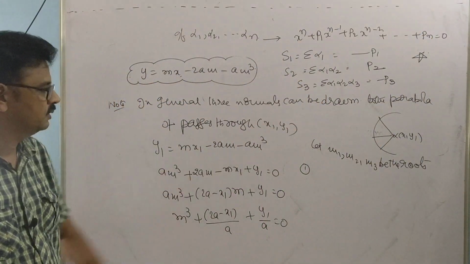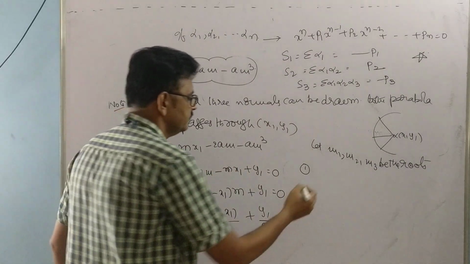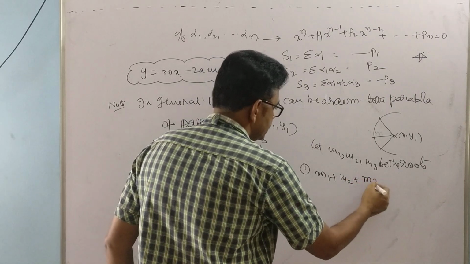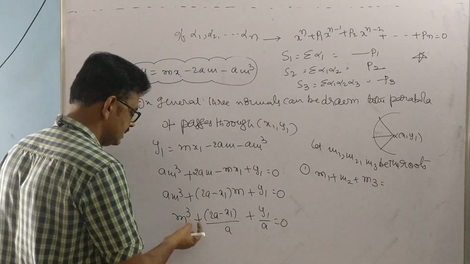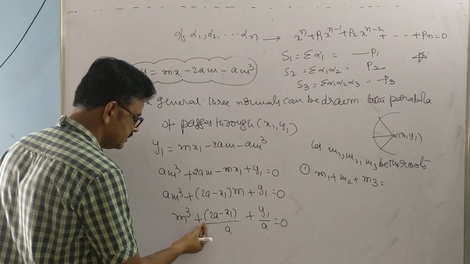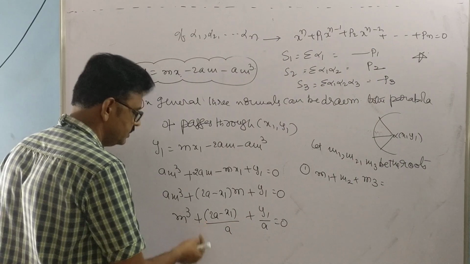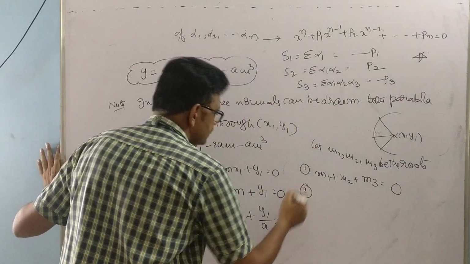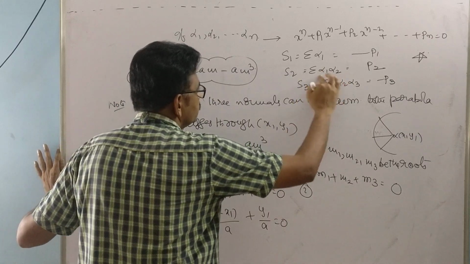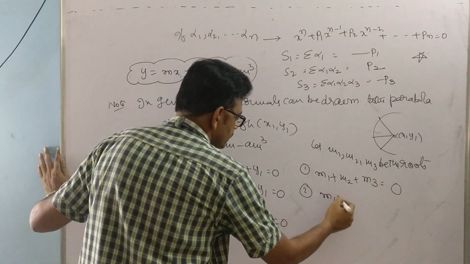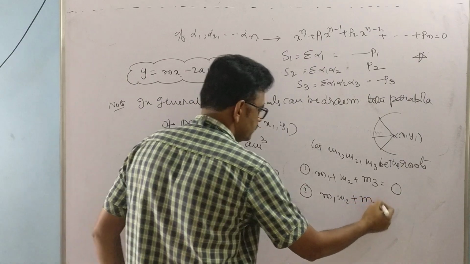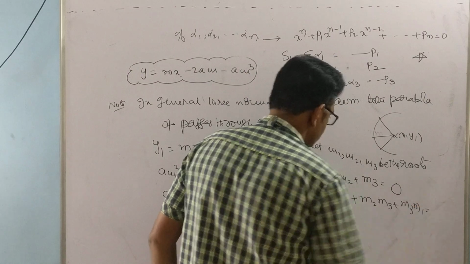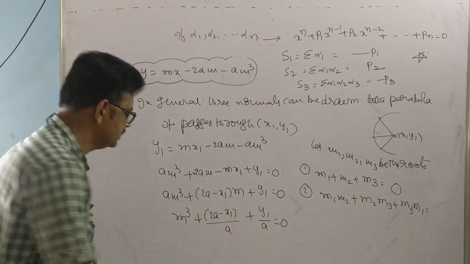So there are three roots. What is the sum of the roots? m1 plus m2 plus m3 is equal to minus p1, which means the coefficient of m square; there is no such term, so it is 0. What about the next one? Sum of the product of roots taken 2 at a time, that is m1 m2 plus m2 m3 plus m3 m1 is equal to plus p2. So this is the coefficient of m.